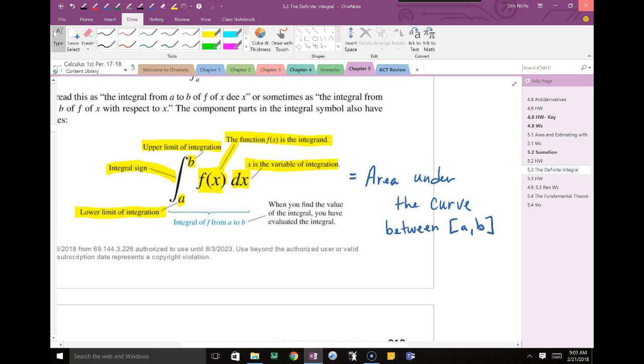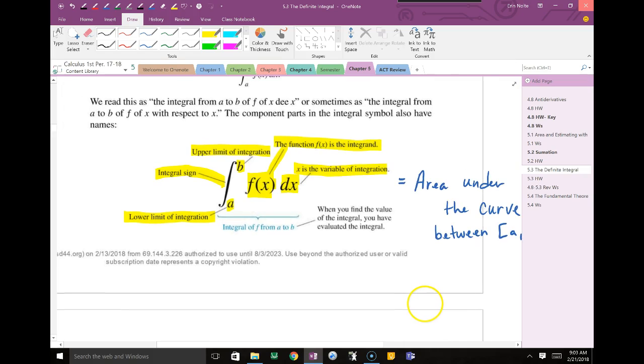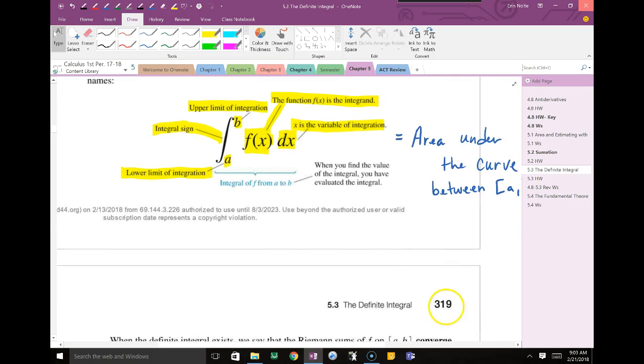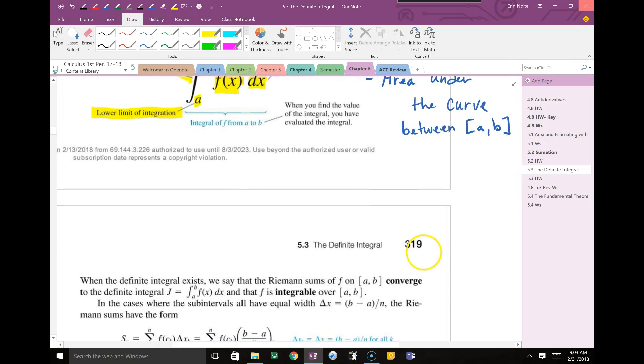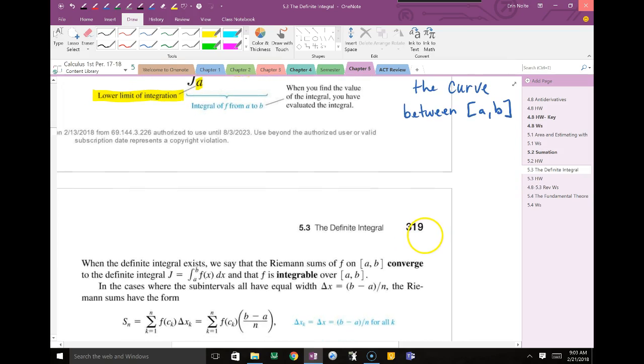You're talking about area under the curve. Where'd you find that at? Is it above or below? Down? Okay. I knew it was in there somewhere. Good?